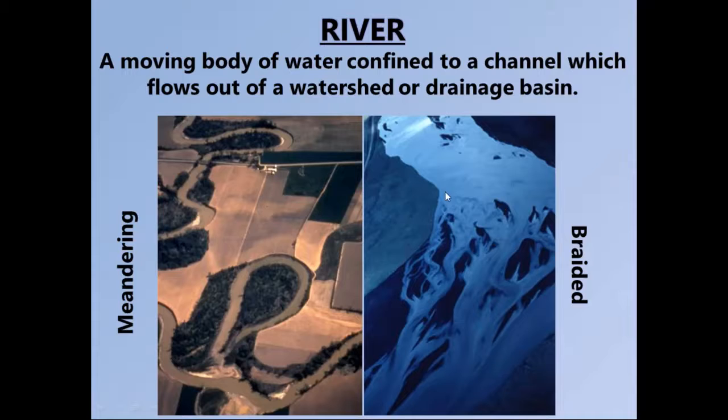In the case of a braided stream, it's very typically seen in front of glaciers, where you have a little bit of water trying to move a lot of sediment. And so this is all one channel, but it's not very deep, and the water is just kind of moving through all the sediment.